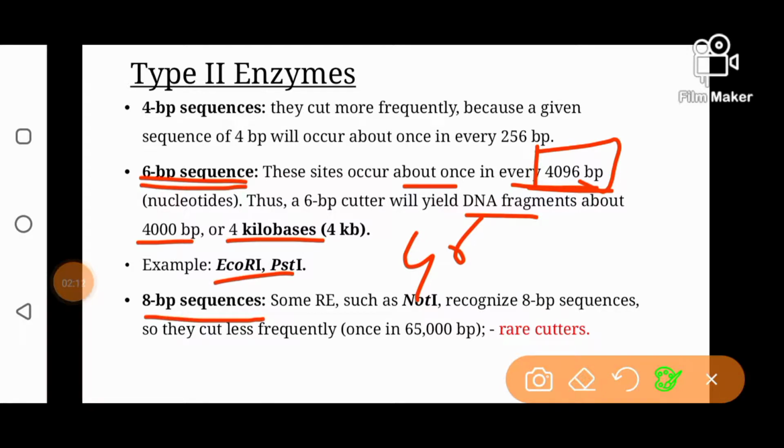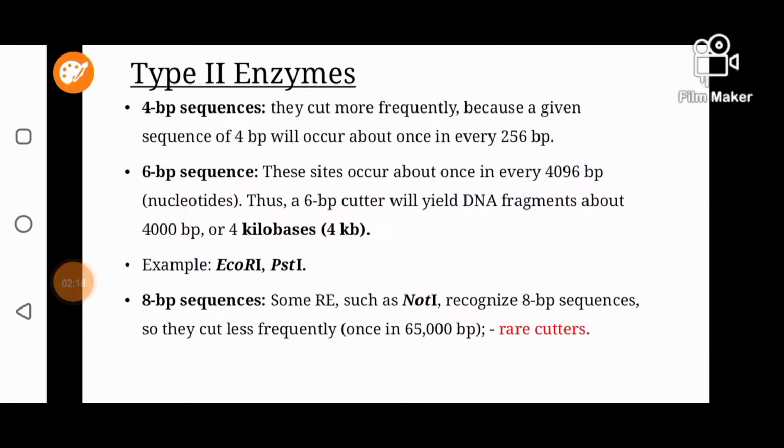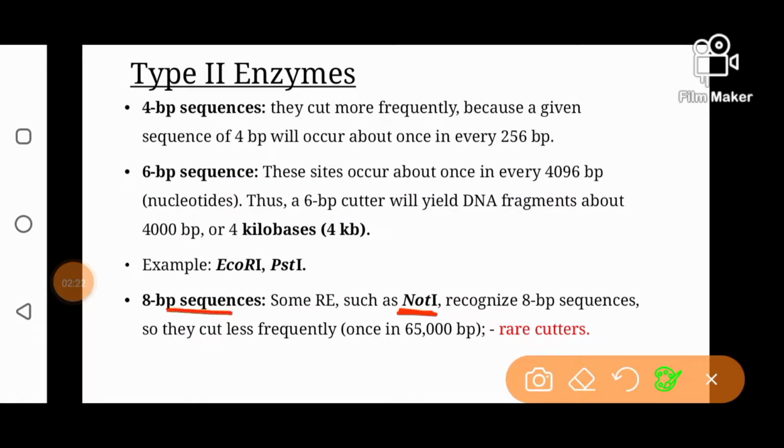The last one is 8 base pair sequences. Those enzymes which identify 8 base pair sequences, for example NotI. NotI identifies 8 base pair sequences, and that is why it cuts DNA very rarely, about once in every 65,000 nucleotides, and that is why these enzymes are called rare cutters.